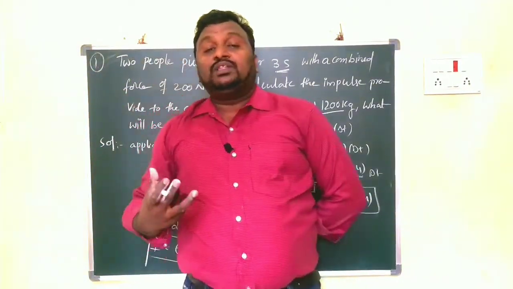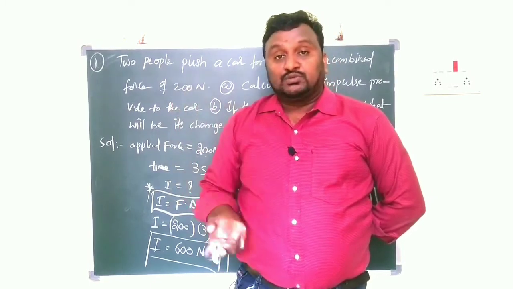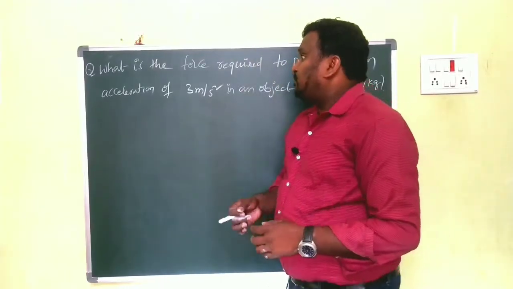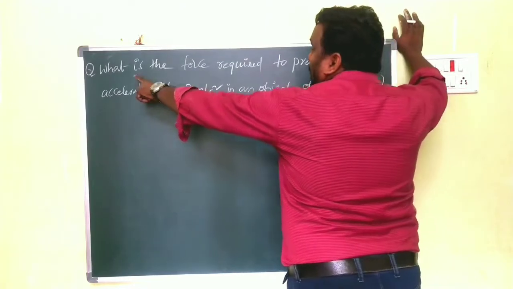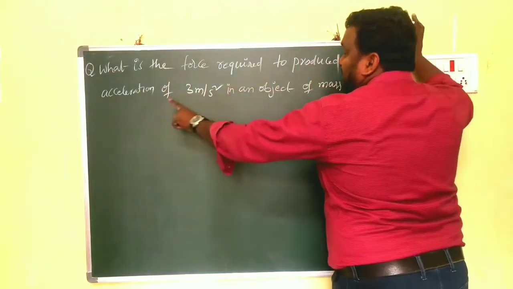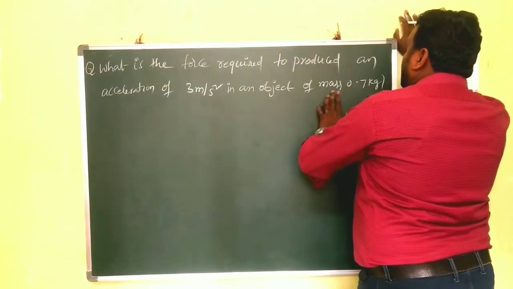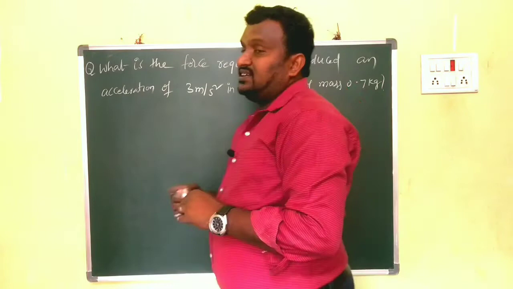So this is about the problem. If you have an idea about the problem, then obviously we can find this one. Okay? We will go for the next problem. See here: what is the force required to produce an acceleration of 3 meter per second squared in an object of mass 0.7 kg?